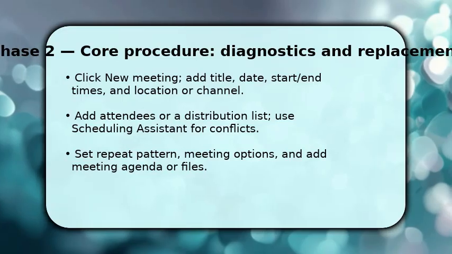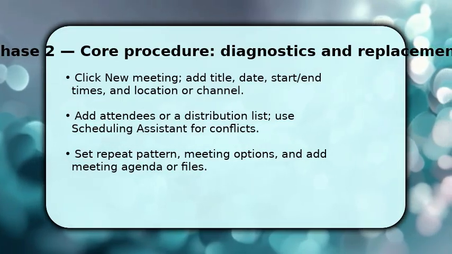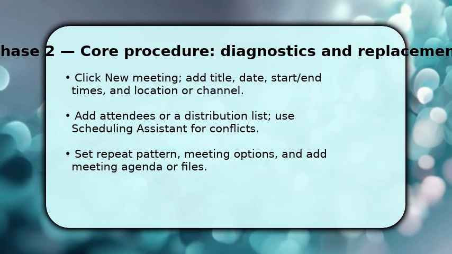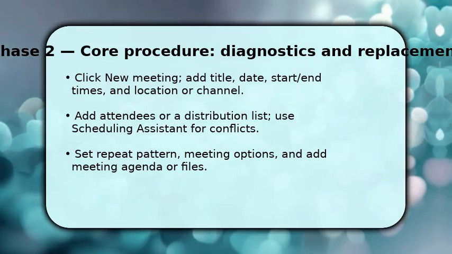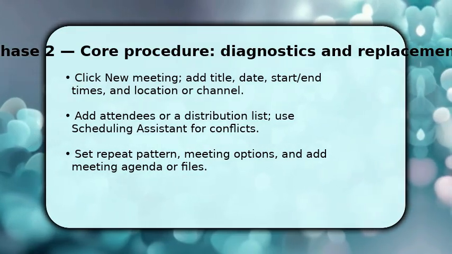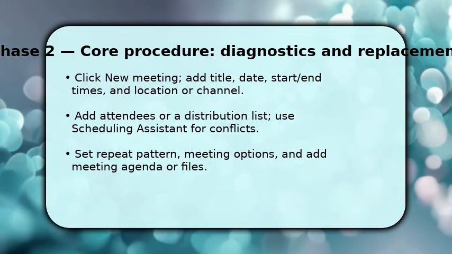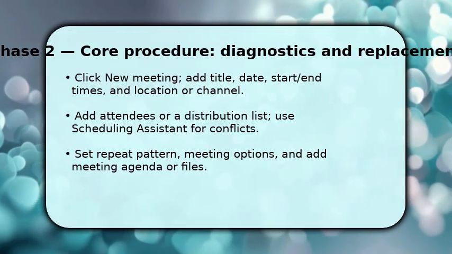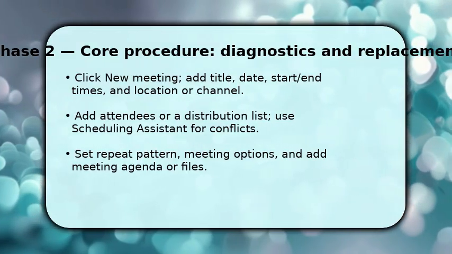You now fill in the core details. Click New Meeting, enter a clear title and set date, start and end times. Add a channel or location if needed, then add attendees or a distribution list. Use the scheduling assistant to resolve conflicts and view free/busy info.